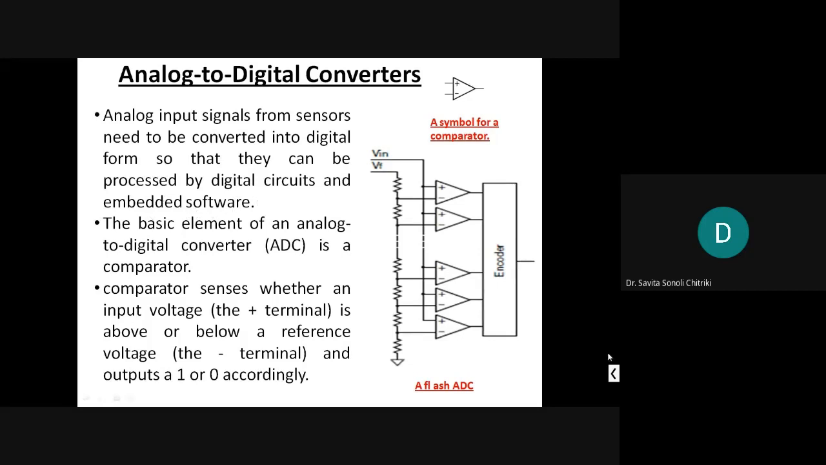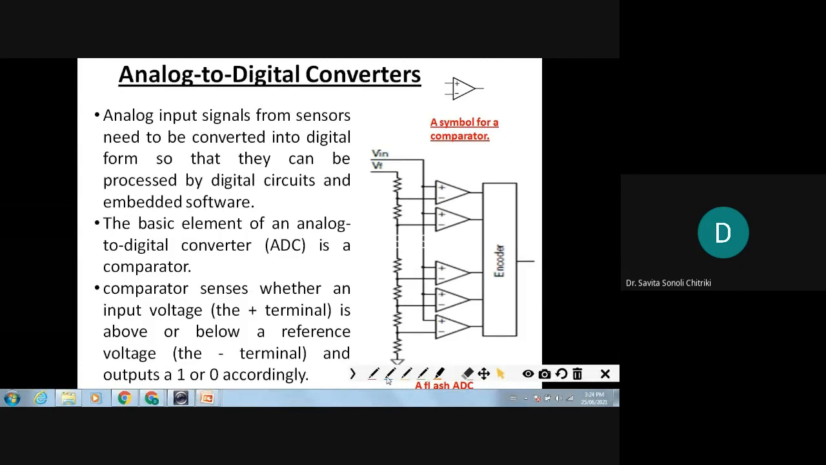So as you all know, our controller cannot process the analog signal. That's what he is telling here. Analog input signals from the sensors need to be converted into digital form so that they can be processed by the digital circuits. Basically your processor. It could be a processor, a controller, a CPLD, or an FPGA, anything. DSPs, it could be TMS320, right? Anything it could be, and embedded software.